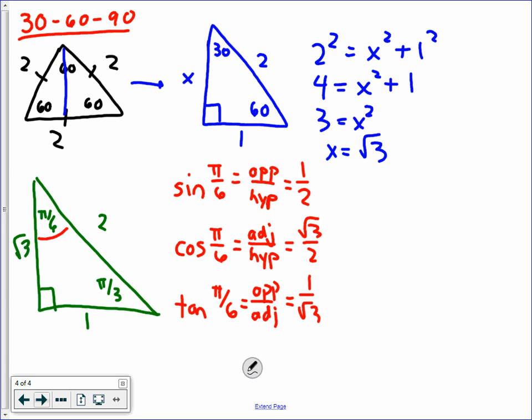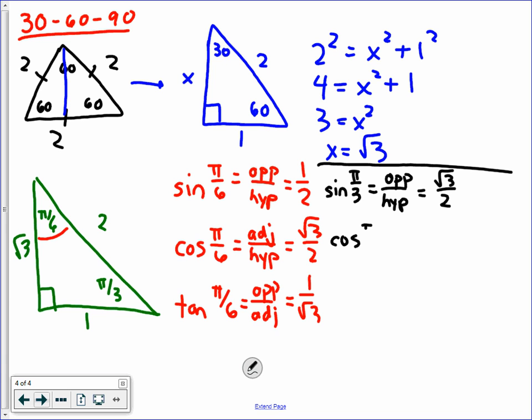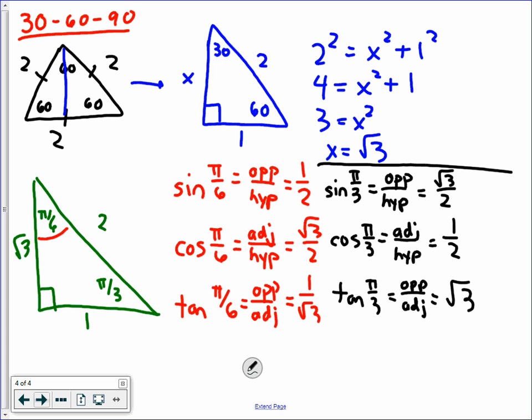Sine of pi over 3 is opposite over hypotenuse, which is root 3 over 2. Cos of pi over 3 is adjacent over hypotenuse, which is 1/2. And tan of pi over 3 equals opposite over adjacent, which equals root 3. Okay, where does it fall?